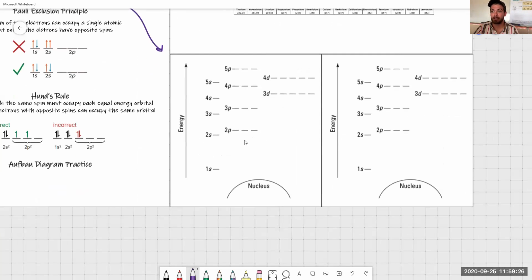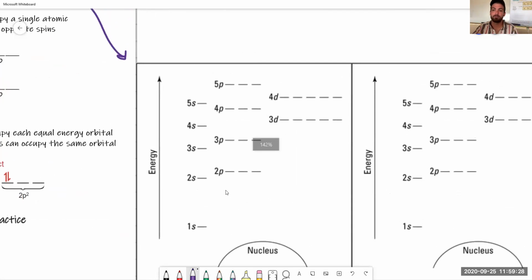So let's fill in that. Okay, let's look here at the Aufbau diagram. If we have 2 electrons, because helium, when it's neutral, has 2 electrons because of its atomic number, right?